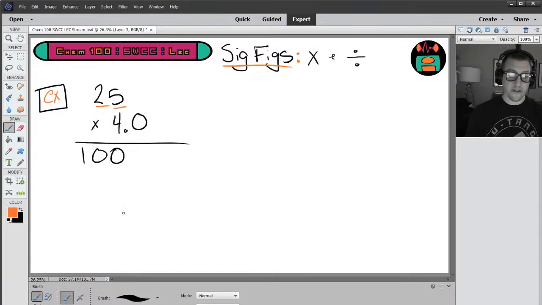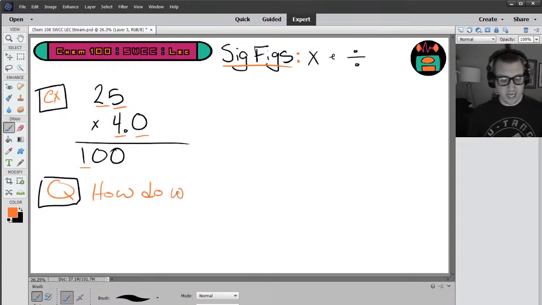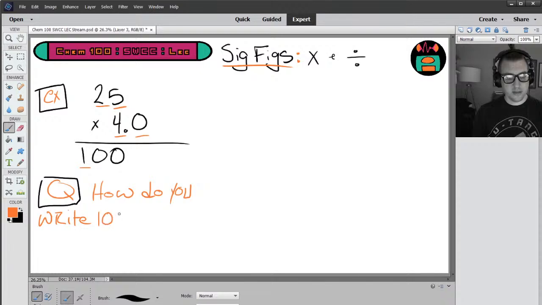Now, 25 has 2 sig figs. 4.0 also has 2, but you'll notice 100 only has 1. So the question here is, how do you write 100 with 2 sig figs?